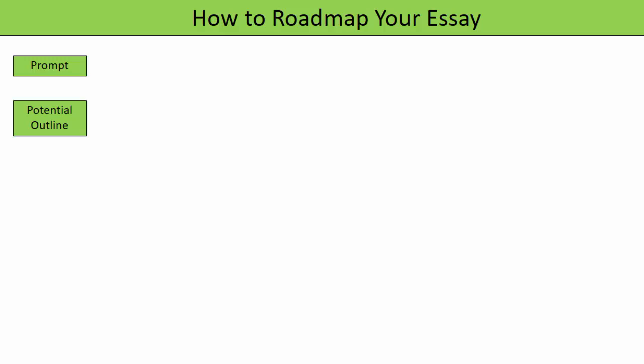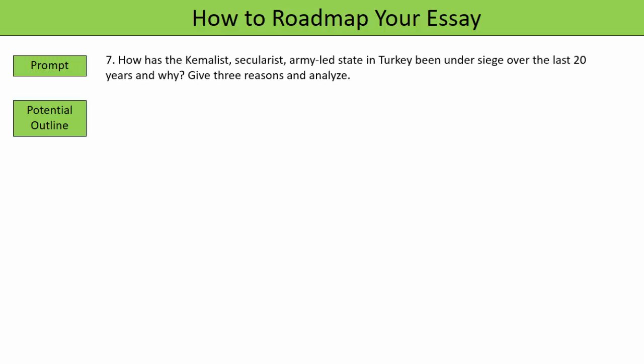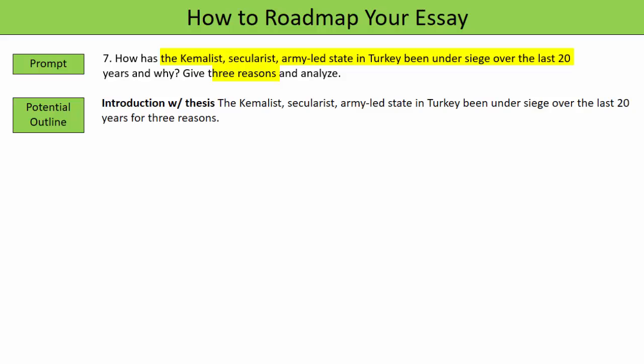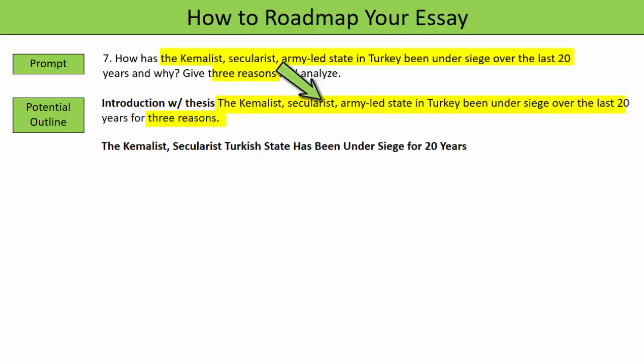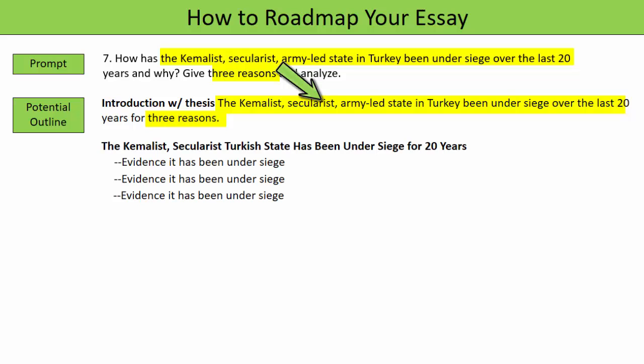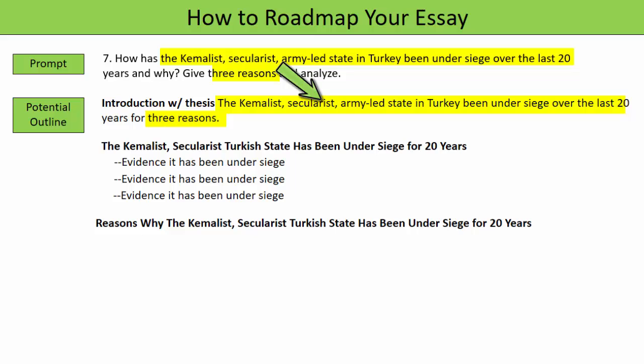The next prompt. How has the Kemalist, secularist, army-led state in Turkey been under siege over the last 20 years and why? Give 3 reasons and analyze. So after the intro come 2 main parts. In the first part, you have to convince the reader that the regime in Turkey has been under siege for 20 years. So you would describe the ways that the regime has been under siege. Then you have to give the 3 reasons why. The first reason, the second reason, the third reason. Conclusion.